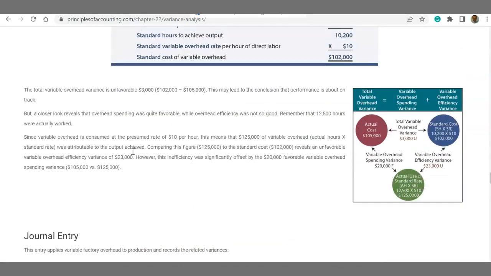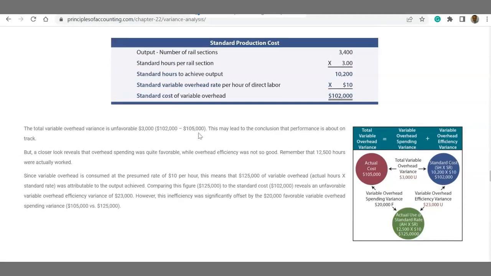So far, so good, but let's see what happened. Oh, so the total variable overhead variance is unfavorable by $3,000 because we spent $105,000 on variable overhead, which the standard supposed to be 102,000. Okay, so this may lead to the conclusion that performance is about on track, but a closer look reveals that overhead spending was quite favorable, while overhead efficiency was no good.